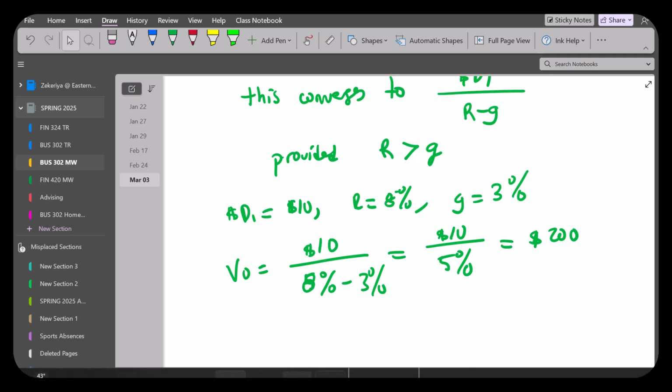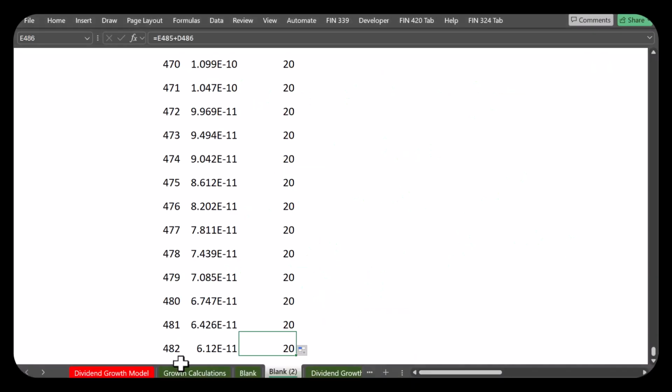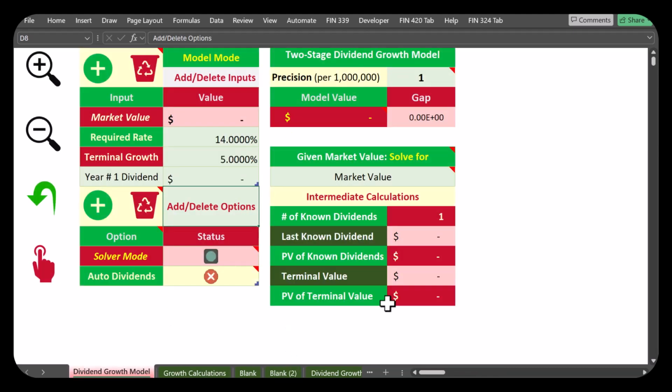Now, we actually have a template that I'm going to give to you guys. For now, don't worry about the additional stuff. Just to employ this, even though you can make the calculation by hand anyway, I only need to know the year 1 dividend. That terminal growth rate is the growth rate. So my required rate of return is 8, growth rate is 3, and year one dividend is 10. Okay.